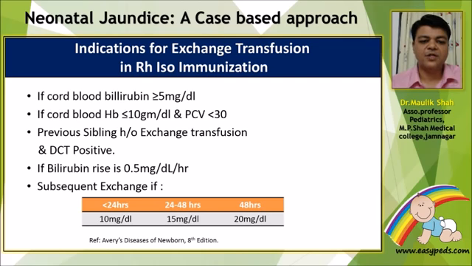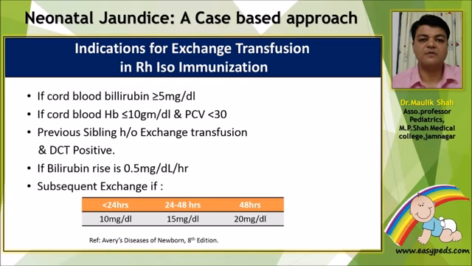We have adapted one of the charts from Avery's Diseases of the Newborn, 8th edition, which we use for deciding exchange transfusion in early onset jaundice, especially Rh isoimmunization. If the cord blood bilirubin is more than 5 mg per deciliter, or the hemoglobin is less than 10 gram per deciliter, or the PCV is less than 30, and there is a history of a previous sibling who underwent exchange transfusion in a DCT positive status, or if the bilirubin rise is more than 0.5 mg per deciliter per hour, we usually go for exchange transfusion.